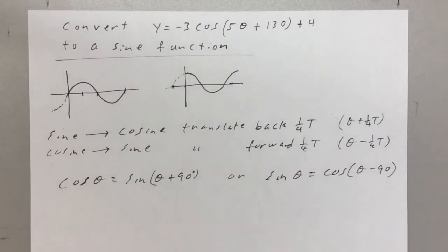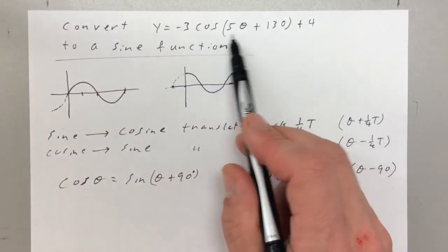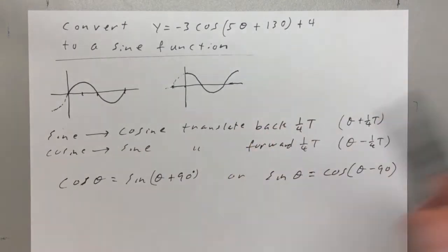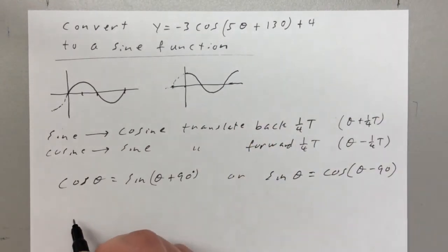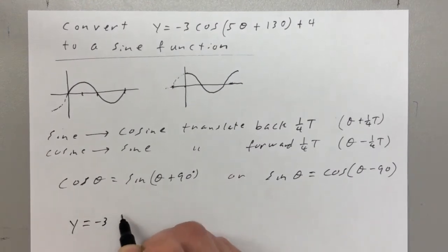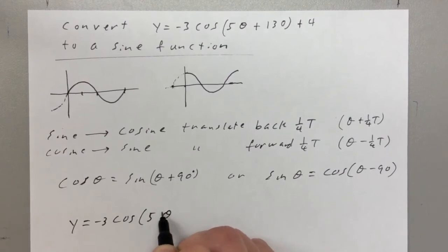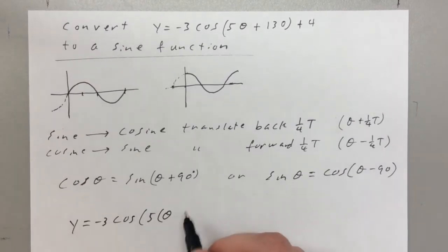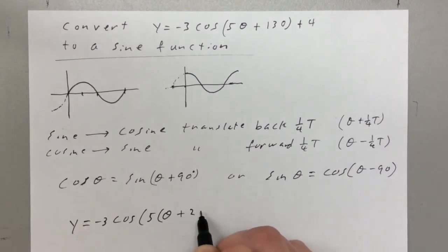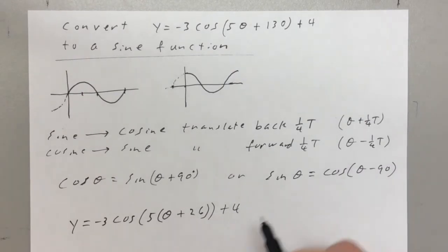Okay. So with this function now, first, this is not factored inside, so we have to factor that in order to figure out what the period is and translation, all that kind of stuff. Okay, so we're going to rewrite this as y equals -3 cos of 5 theta, but I'm going to put brackets there. So 5 times what is 130? Well, that's going to be 26. Okay, and then plus 4 at the end.